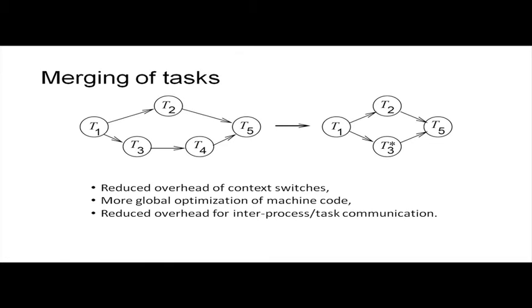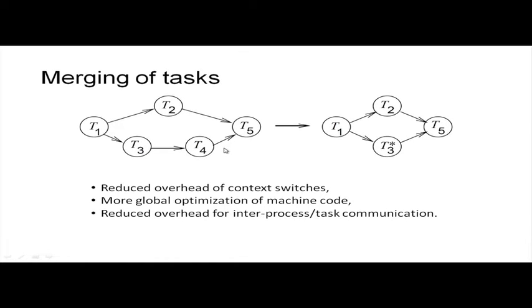For example, one thing that we can do is merge the tasks. Here I have a task graph. You can see there's T3 and T4. I can merge these into T3 star. What is the advantage? If you think of the overall computation time, whenever a task ends and another task starts, there is a context switching overhead from the operating system. That context switching overhead will be reduced wherever I can merge the tasks. We can show that we can have more global optimization in the machine code and reduced overhead of inter-process communication.